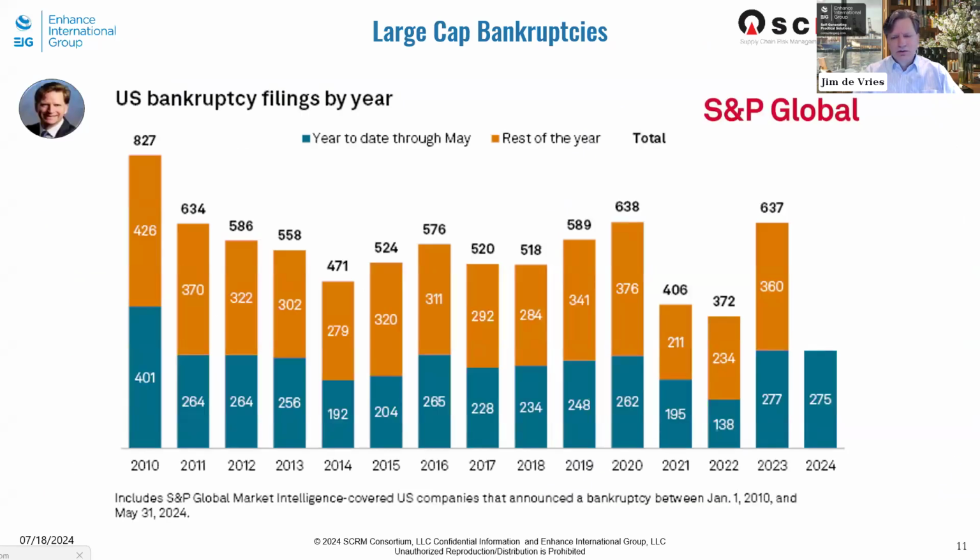Something that's interesting to watch is, okay, well, how many bankruptcies are occurring? Are we having more bankruptcies than we had in the past? From a large cap perspective, where we had 21, 22, those years, a reduction in bankruptcies. And last year was a return to the previous levels. And this year is on par to return from a large cap perspective. And this comes from S&P Global.